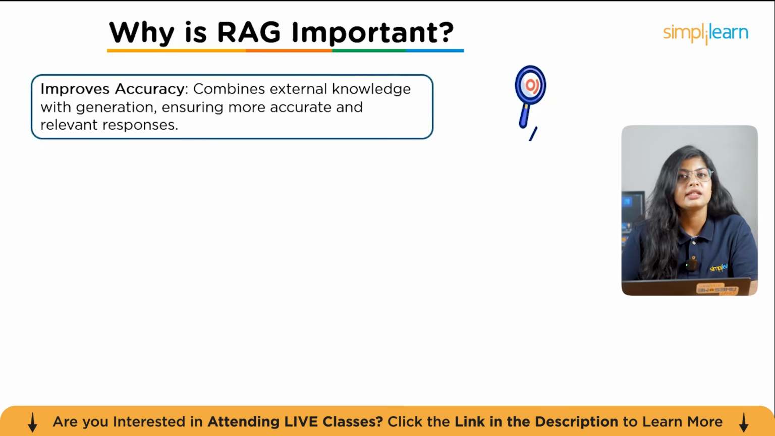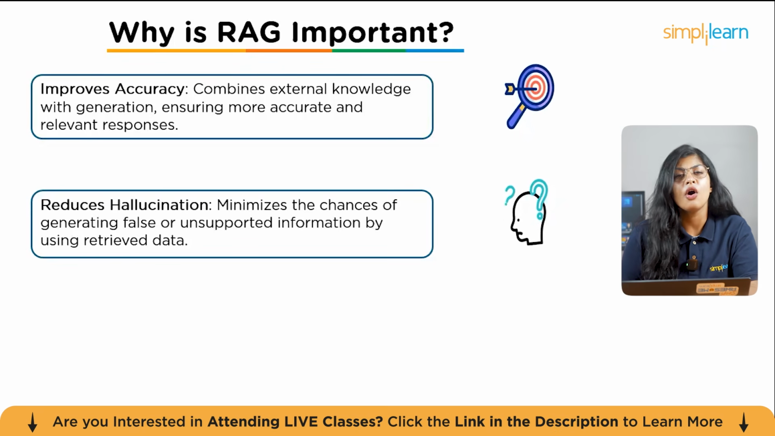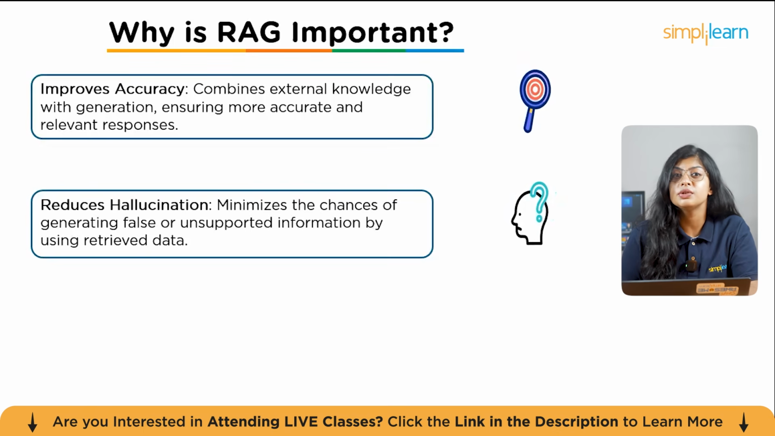The first reason is accuracy. Since the model retrieves real information before generating an answer, the response becomes much more reliable. Without RAG, models may sound confident but still provide incorrect information. The second important reason is hallucinations. Hallucination means the model generates information that looks correct but is actually false. This can be dangerous in real-world systems like healthcare, finance, or even legal applications. RAG reduces hallucinations because the model uses retrieved evidence instead of imagination.